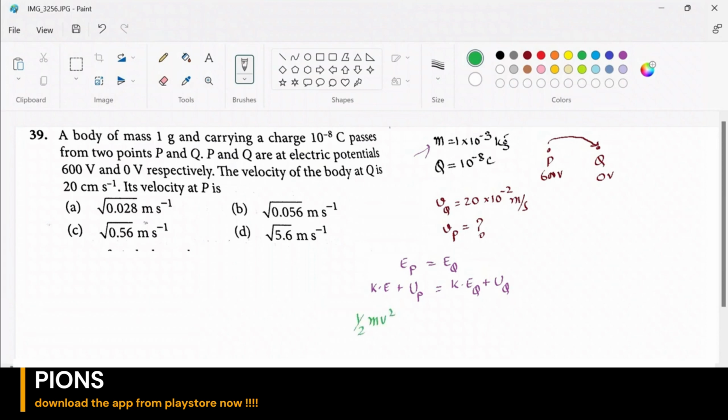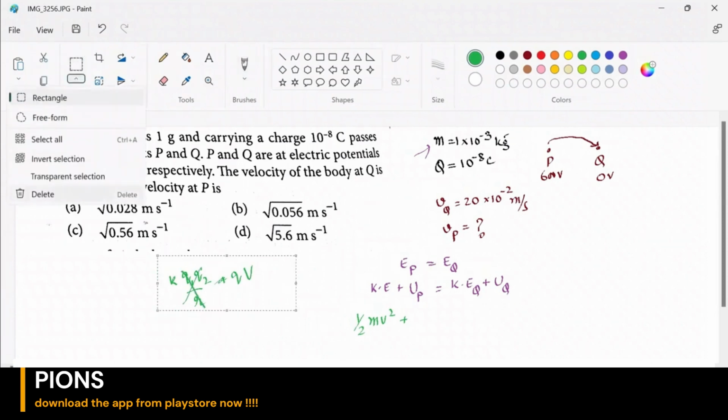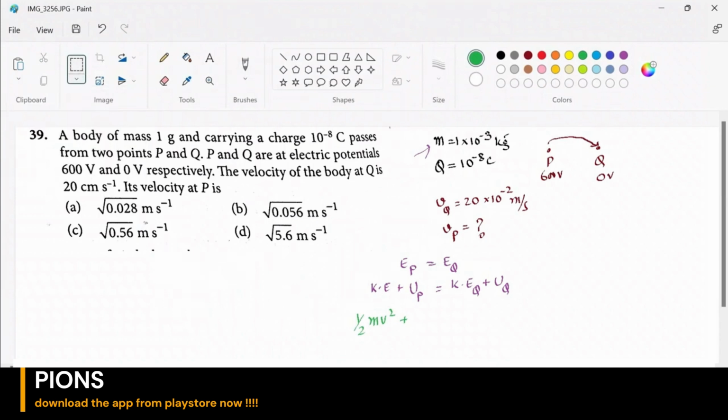And what about potential energy? Sir, potential energy, we have two formulas in our second chapter. One is K Q1 Q2 upon R. But here they are not having any Q1 Q2. Here we have potentials. So here which formula will we use? Charge times potential. Correct? So we will not use this formula. Okay, let me remove everything and let's continue here. So half mv square plus charge at point P times potential at point P.